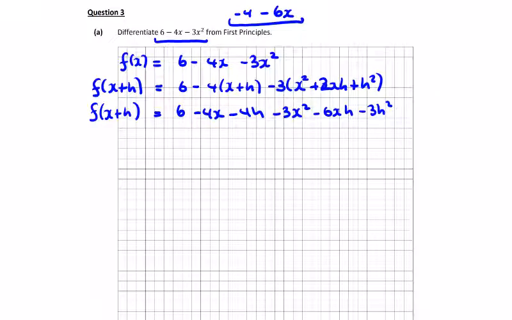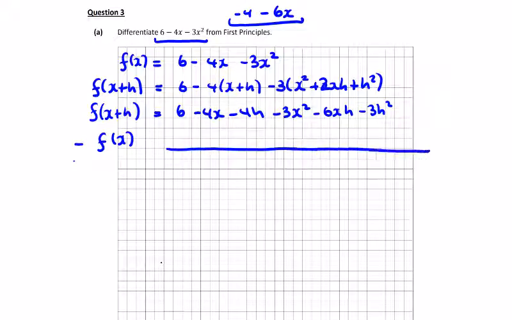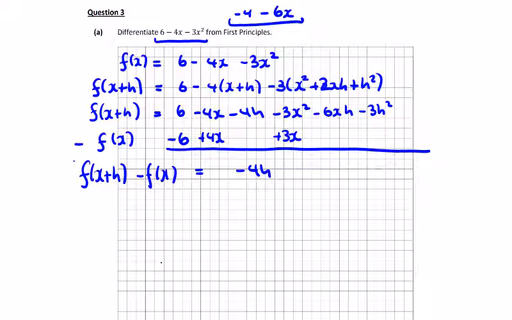This is the reason why they've taken away rote learning off the course. So if we take away f of x, or write minus f of x underneath this, we're going to have a minus 6, a plus 4x, and a plus 3x squared. So f of x plus h minus f of x is going to be equal to minus 4h. This is the minus 4 in our answer. I'm going to write the minus 6xh next. This is the minus 6x in our answer.